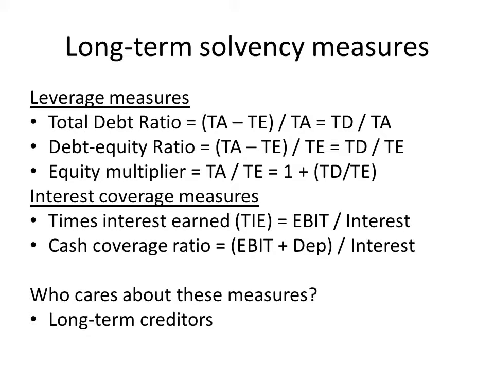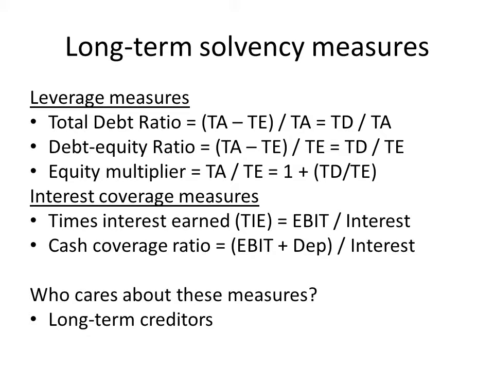So let's take a look at these measurements. The first is the total debt ratio. And we'll first define that as total assets minus total equity, that amount divided by total assets. Now you may say, wait a minute, where is total debt in all of that? Well, in truth, total assets minus total equity is equal to total debt. And over on the right-hand side, you can see that we have total debt over total assets.